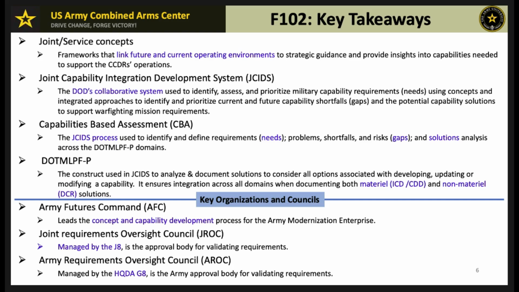Okay, we just went over these takeaways, and this slide summarizes the basics of JCIDS and CBA while highlighting a few of the key players involved. This voiceover is only an overview and not a replacement for further study and review of Joint and Army policy pertaining to capability development. Thank you for your time.